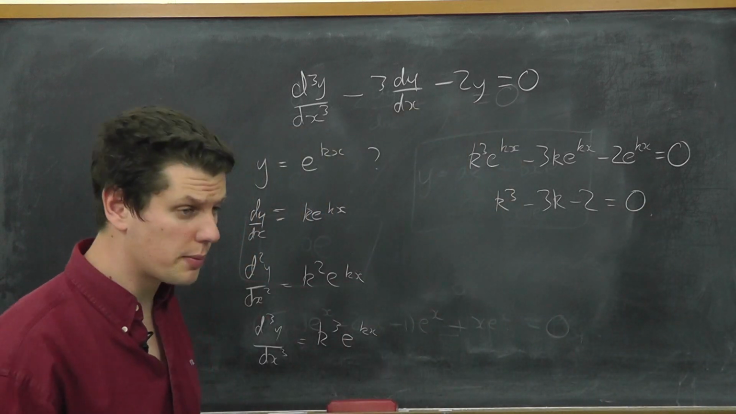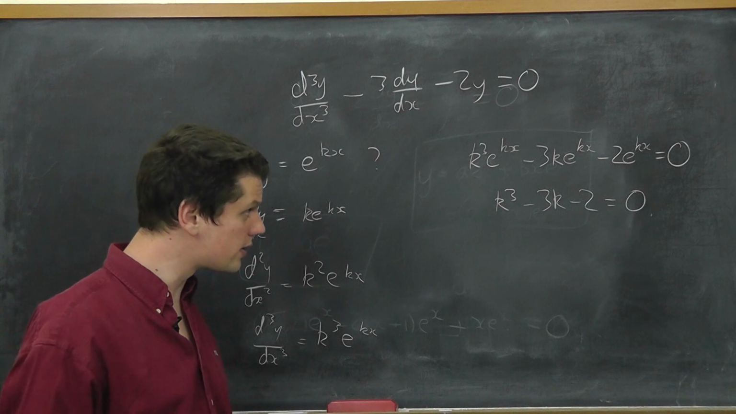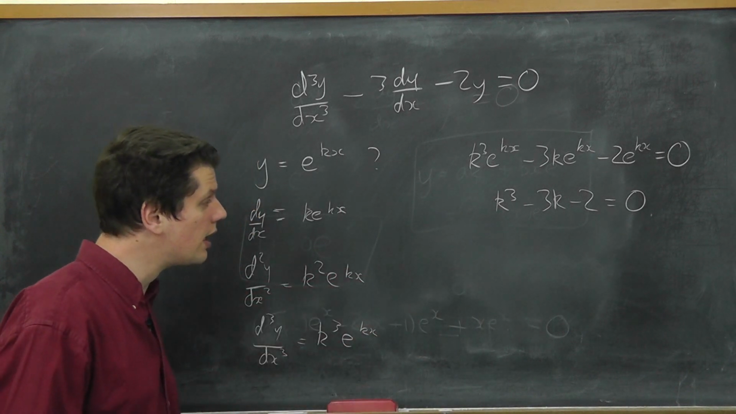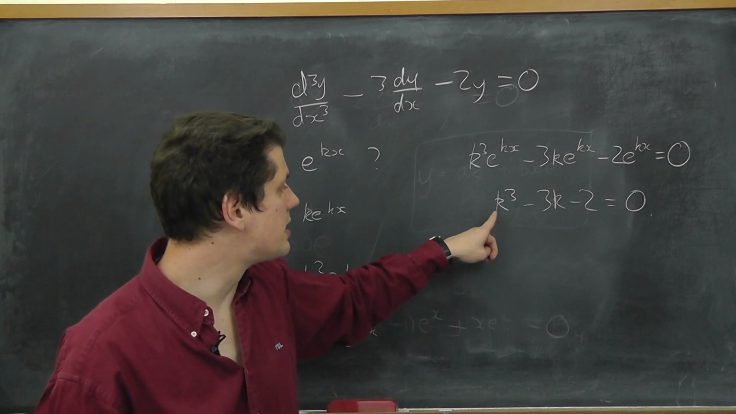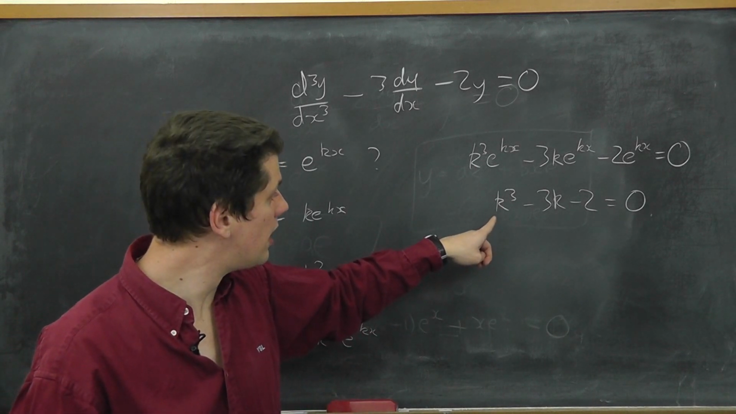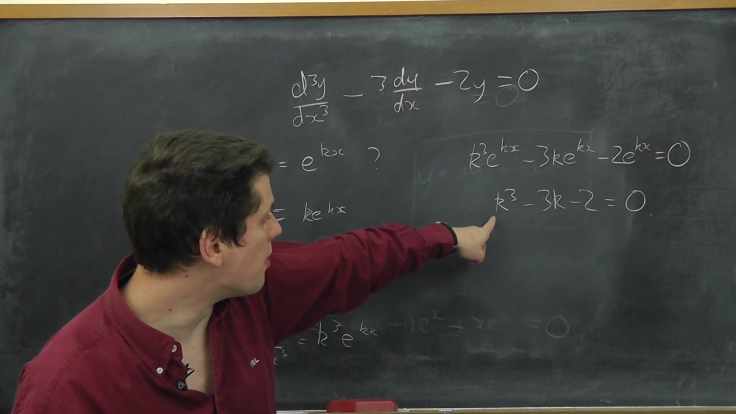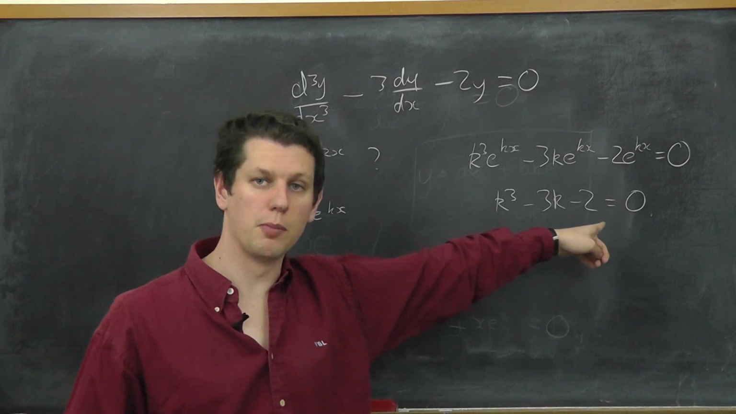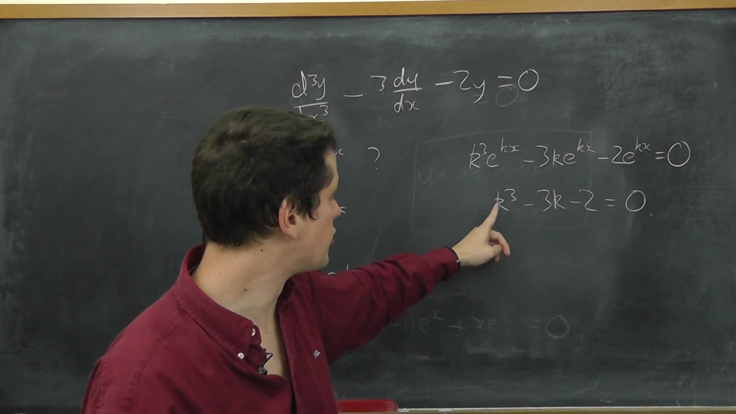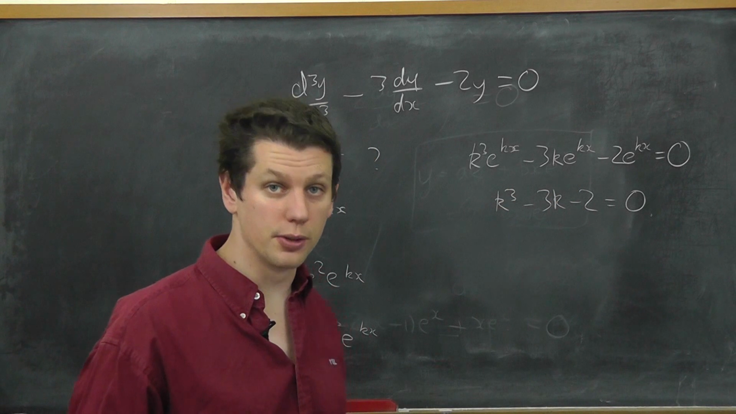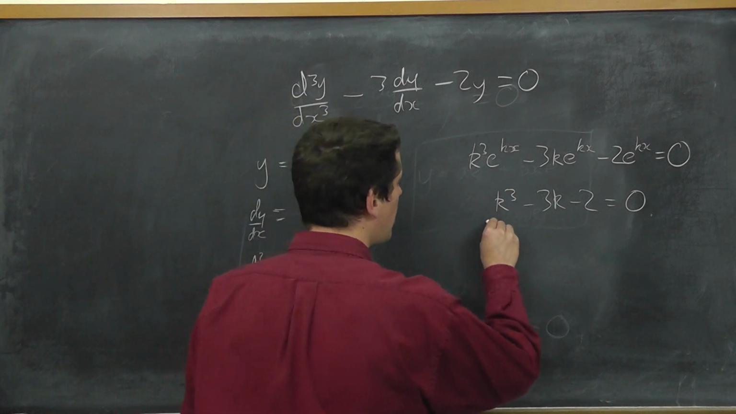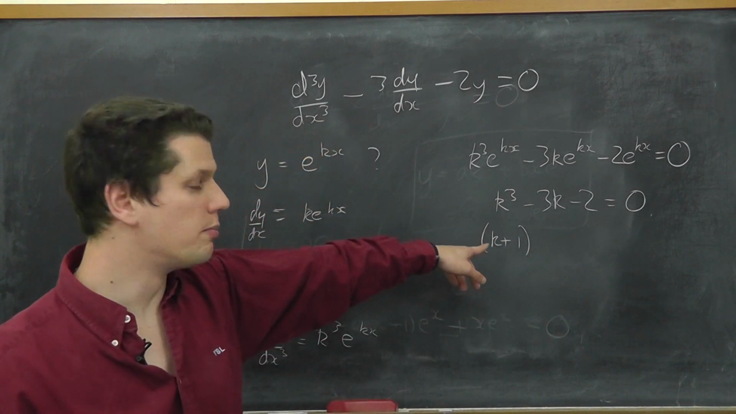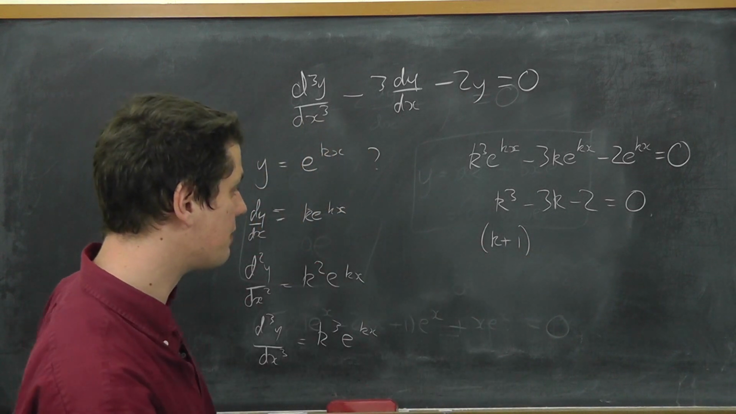Of course, solving cubics is rather harder than solving quadratics, but in this case, it turns out we can just spot a solution. See, if we take k to be minus 1, then k cubed is minus 1, minus 3k is plus 3, and minus 2 is minus 2, so we get minus 1 plus 3 minus 2, which is 0. So we know that this has one root at minus 1, and therefore a factor k plus 1.